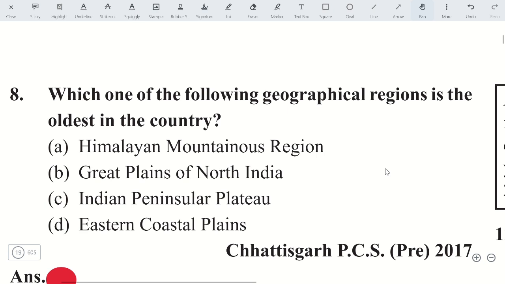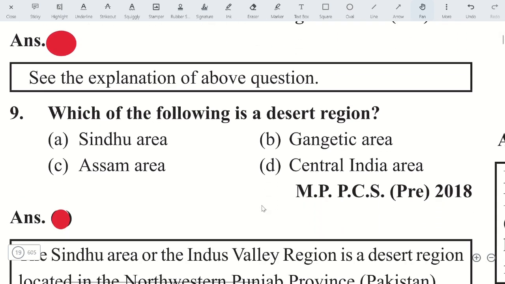Which one of the following geographical regions is the oldest in the country? Himalayan mountain, Great Plain of North India, Indian Peninsular Plateau, Eastern Coastal Plain. So it is the Indian Peninsular Plateau that is the oldest region. Okay. Let's move on to the next question.